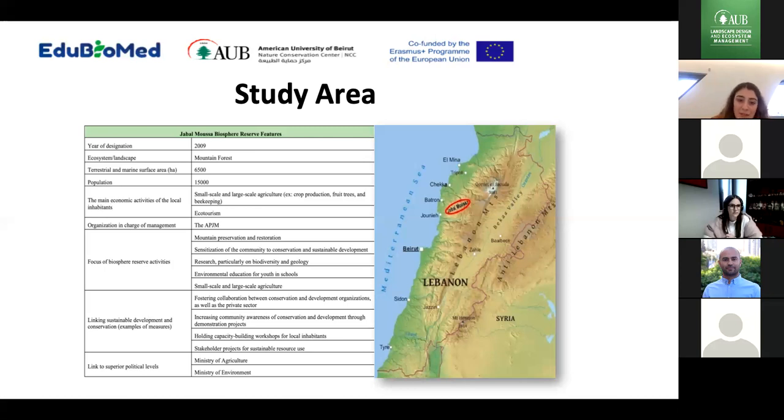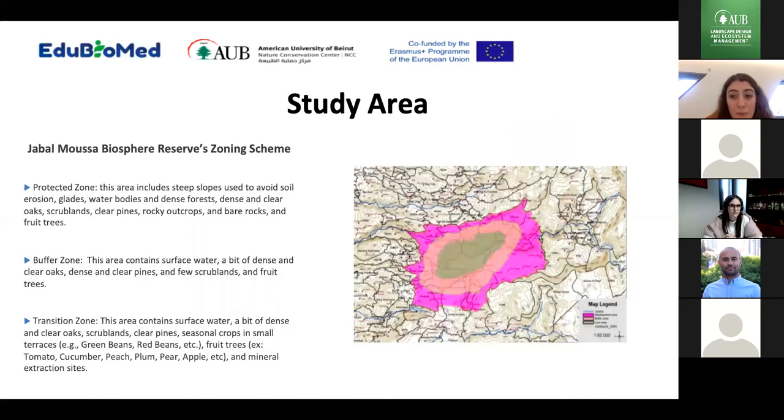Now, linking sustainable development and conservation, some example measures are fostering collaboration between conservation and development organizations, as well as the private sector. We see increasing community awareness on conservation and development through demonstration projects, a lot of capacity building workshops for communities, and a lot of projects related to sustainable resource use. The two main ministries in charge of legislation for the Biosphere Reserve are the Ministry of Agriculture and the Ministry of Environment.